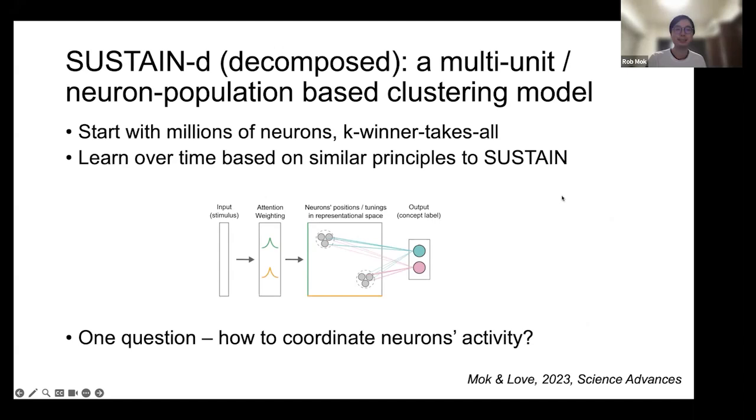This is the slightly extended model, which is basically a multi-unit version of SUSTAIN. We don't decompose the cognitive model into a set of populations, and now instead of winner take all, we have K winner take all, and we learn it over time. It's not too important, but the key point is that we now have millions of neurons, so how do we coordinate neurons' activity?